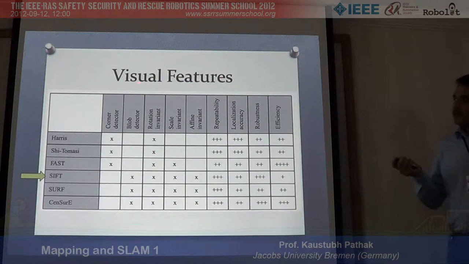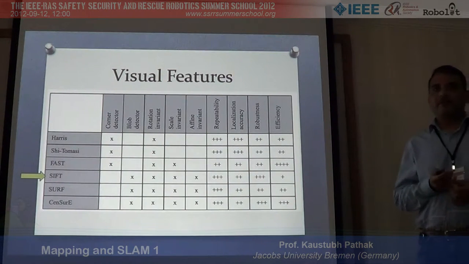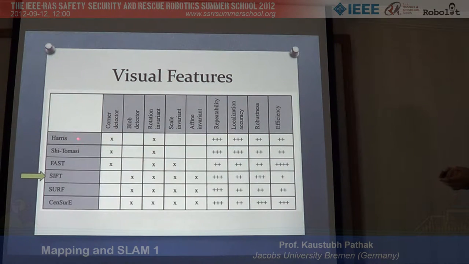So typical visual features. This is a nice comparison of the different features which are available. The Harris corner features and the Shi-Tomasi features are now classic, so they have been there for a long time. Then in the 2000s, you had SIFT and SURF. And now we have also other features like FAST and CENSURE. This evaluates these features based on several different criteria, whether it's a corner detector or a blob detector. SIFT, which is the one feature I'm going to talk about, is a blob detector. It's not a corner detector like Harris. Rotation invariance, all of them have it.